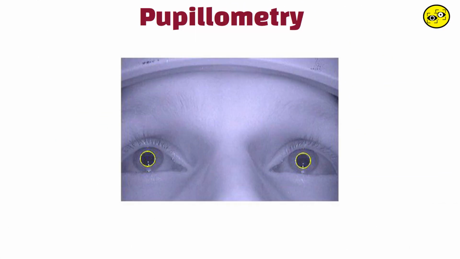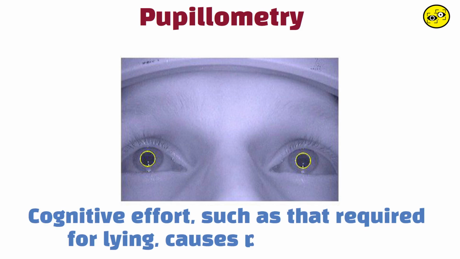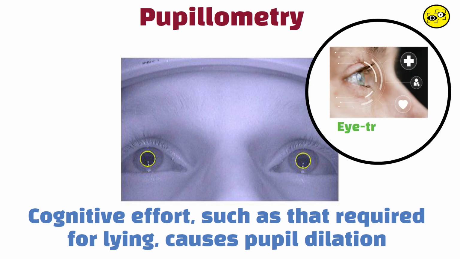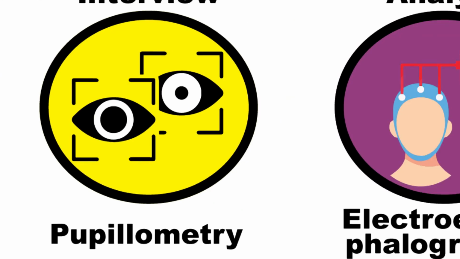Pupilometry. Pupilometry involves measuring changes in pupil size during questioning. The theory is that cognitive effort, such as that required for lying, causes pupil dilation. This method can be combined with eye-tracking technology for more detailed analysis. However, pupil size can be affected by various factors, including lighting and emotional state.